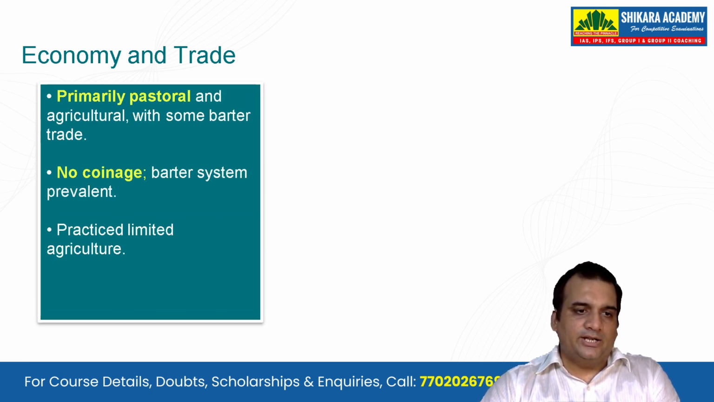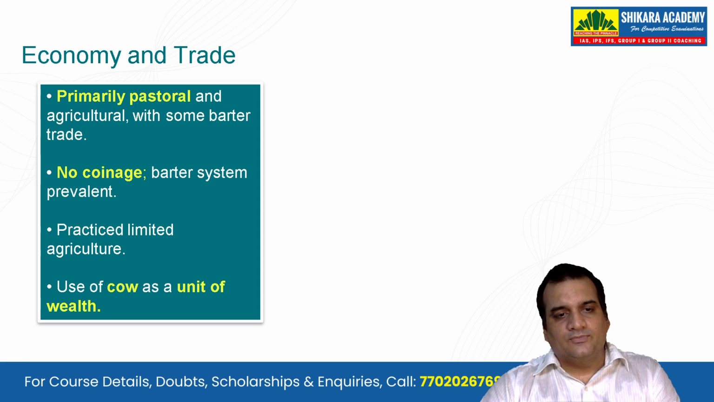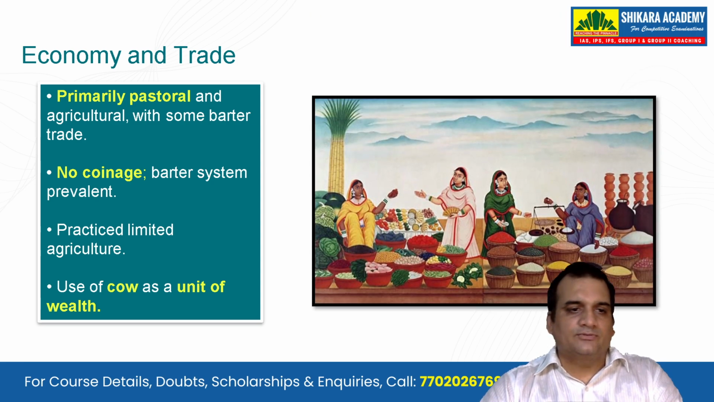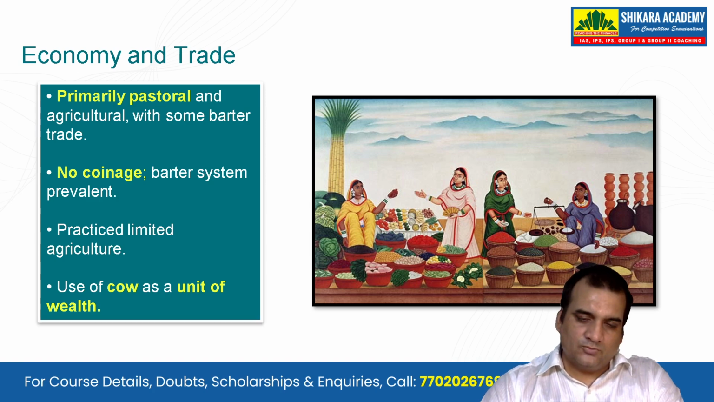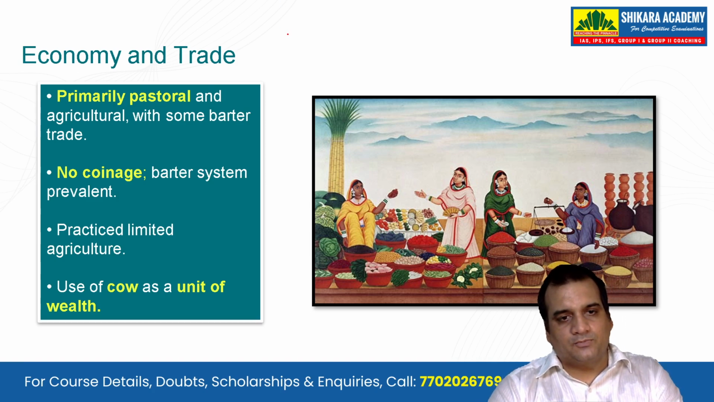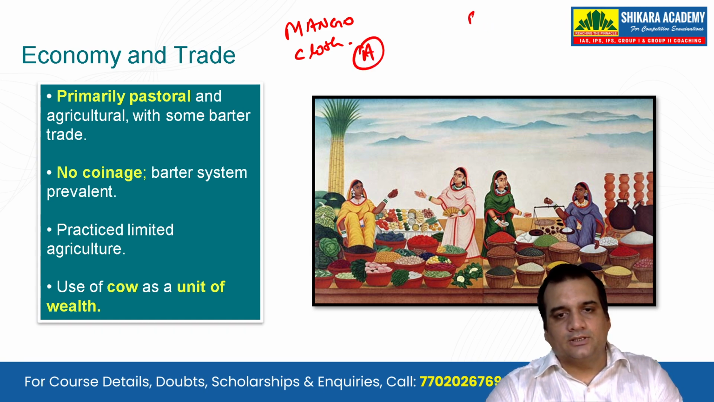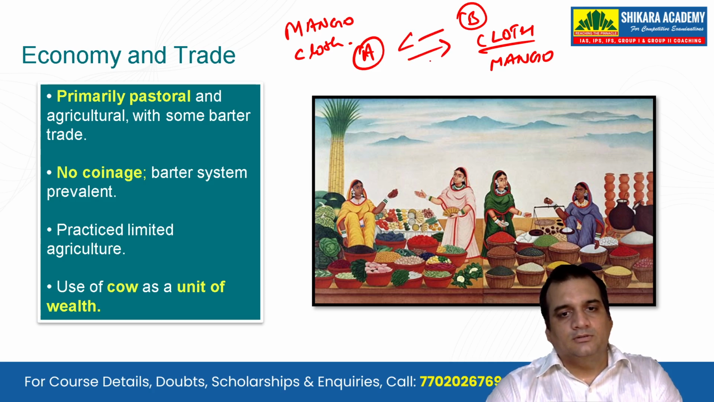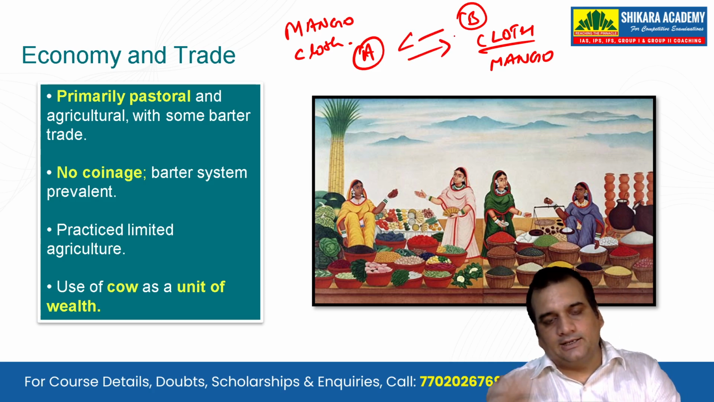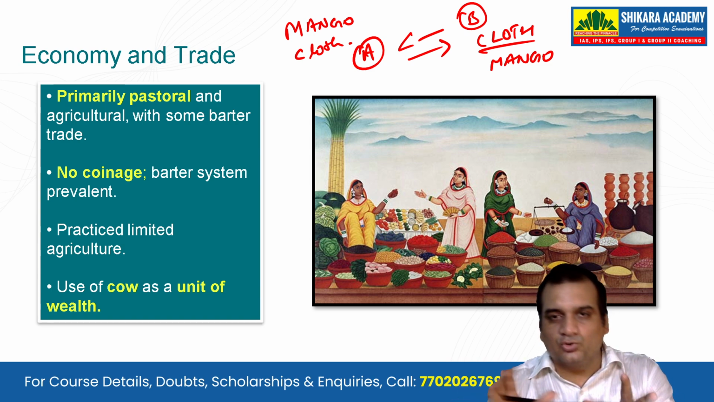Let's see the economy and trade: primarily a pastoral economy and agriculture with some barter trade that we have seen at that time. No coinage, the barter system was prevalent. I've told you about the barter system. Supposing someone has mangoes and needs some cloth. This is person A, and there was person B who has cloth and wants mangoes. So these two people will meet. He will give the cloth and get the mangoes.